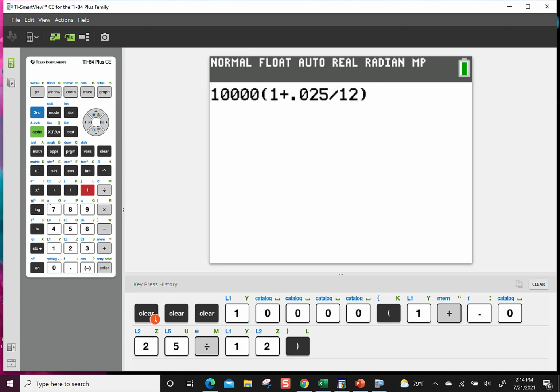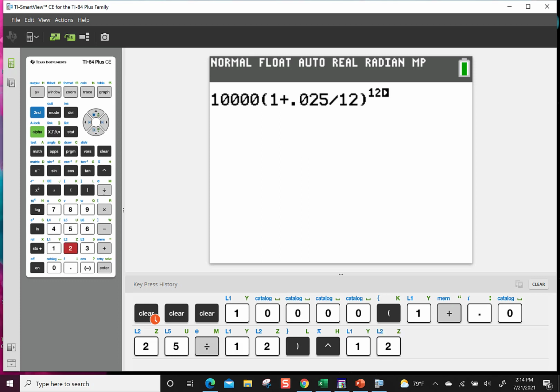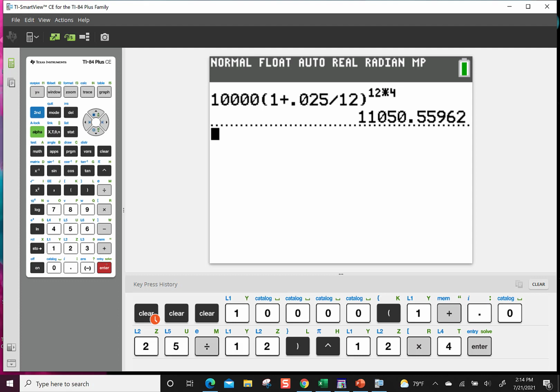And here's the part I want you to see. When I hit the exponent and I put 12 times 4, it stays in the exponent until I tell it to come back down. So I didn't have to put parentheses in my graphing calculator, but I need to in Desmos. One's not better than the other. It's just knowing how your technology works. When I hit enter, I get the same answer.